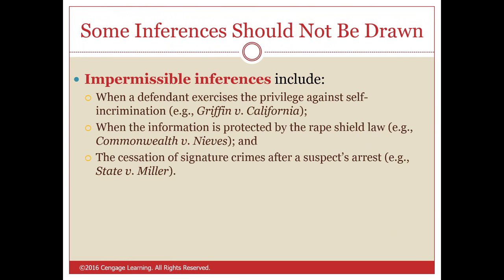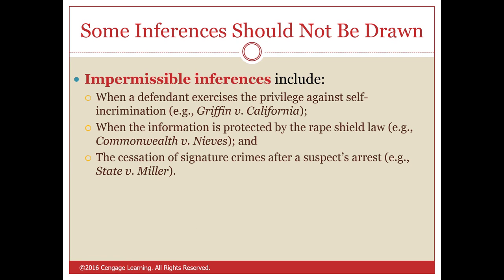Understand that some inferences should not be drawn, and these are what's considered impermissible inferences, such as when a defendant exercises their privilege against self-incrimination. So if a defendant chooses not to testify on their own behalf, the jury should not draw an inference that that person is guilty, and therefore they don't want to testify in order to be found out. That's their right. They don't have to testify unless they want to. Any of us that get arrested or charged with a criminal offense, we do not have to say anything on our own behalf. We're not required, and it should not be used against us.